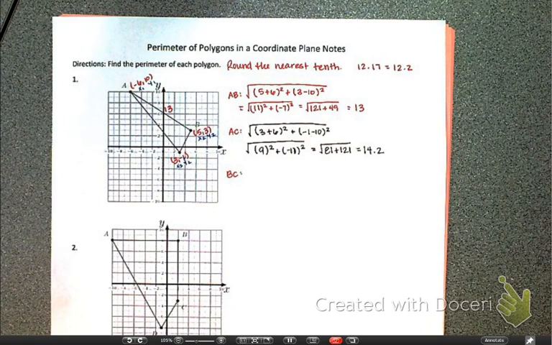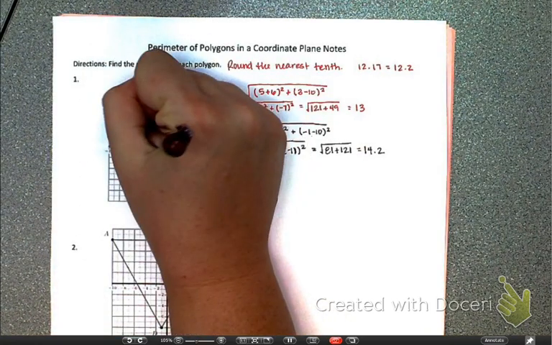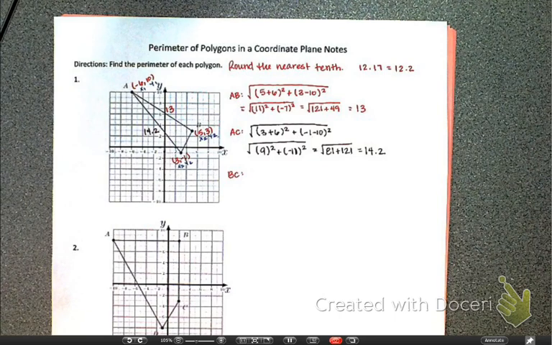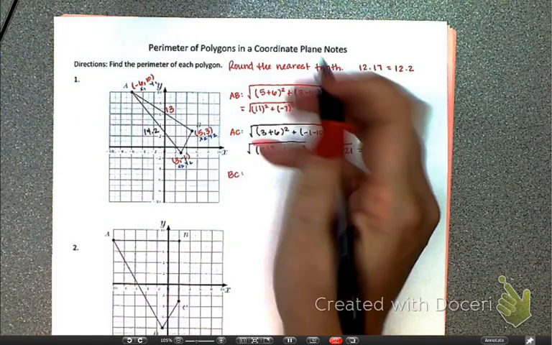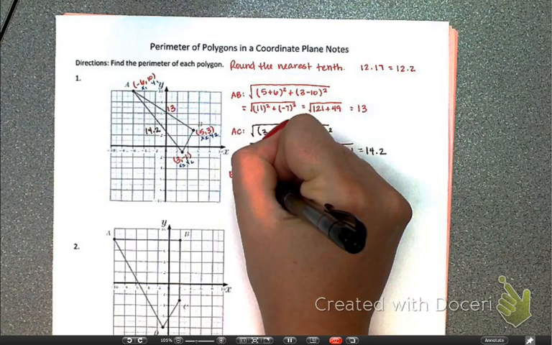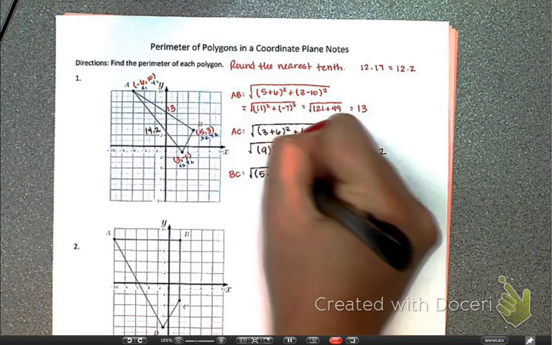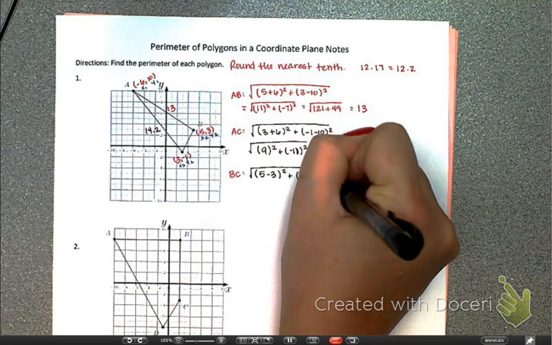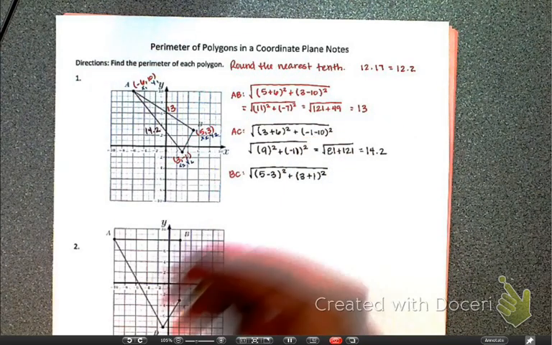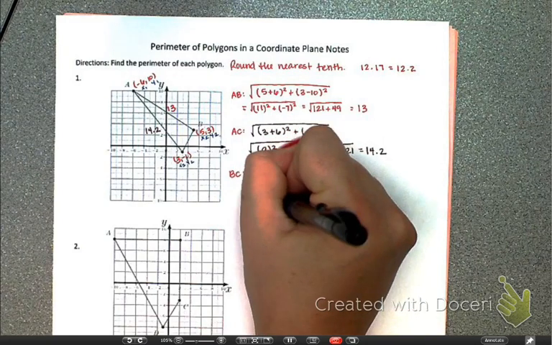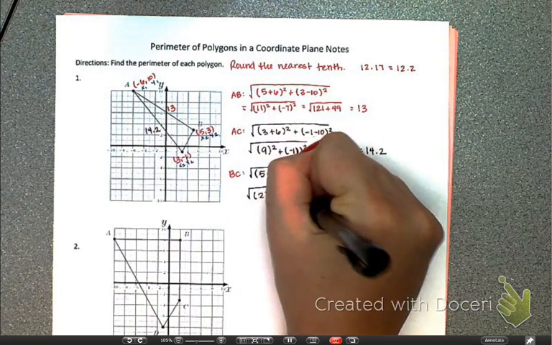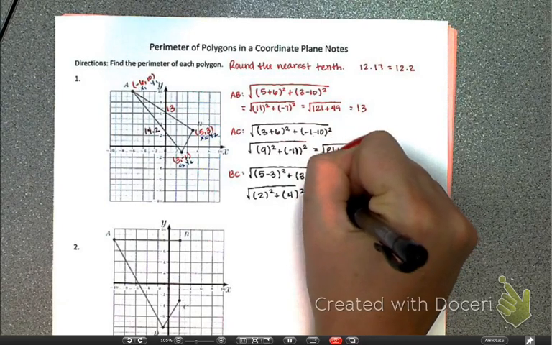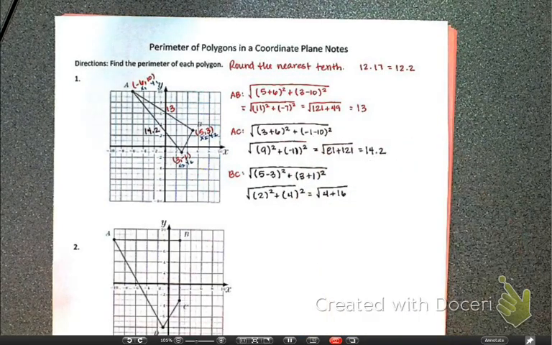Yeah, slightly, right? We're almost done. So this one here is 14.2. And then BC, if I solve for BC, I have 5 minus 3 squared plus 3 plus 1 squared. 5 minus 3 gives me 2 squared plus 4 squared, or 4 plus 16. Did you get that? And the square root of 4 plus 16, what does that round to?